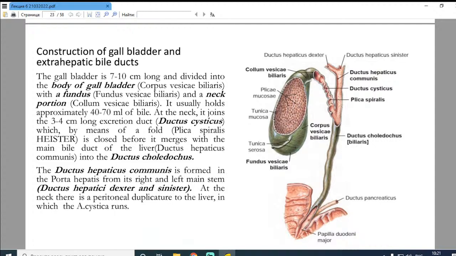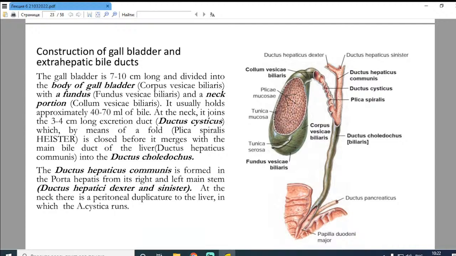The gallbladder is 7-10 cm long and divided into the body of the gallbladder, corpus vesicae biliaris, with fundus vesicae biliaris and collum vesicae biliaris. It usually holds approximately 40-70 milliliters of bile.